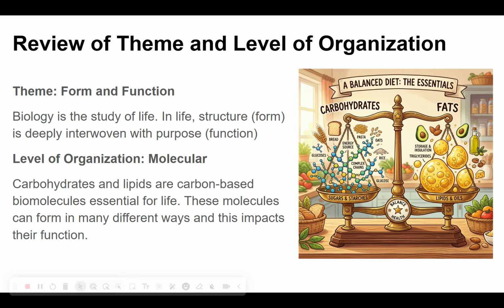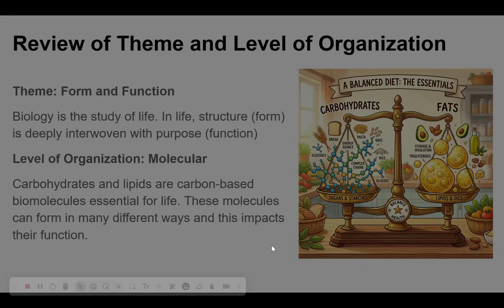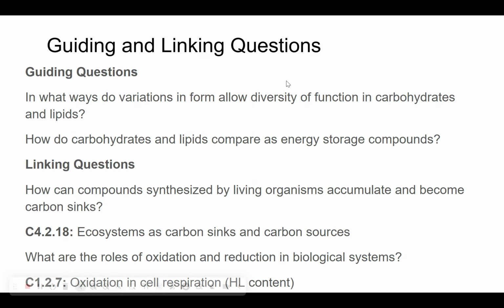And I love carbohydrates and lipids for this because, as it says here, they are carbon-based biomolecules essential for life, and these molecules can form in many different ways, and this deeply impacts their function. So I really do think these two types of molecules are such a strong example in this form and function theme. Guiding and linking questions.